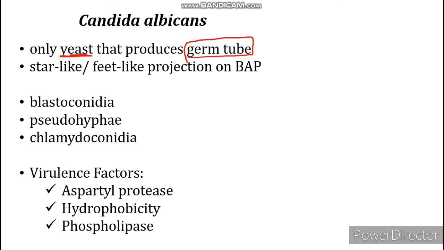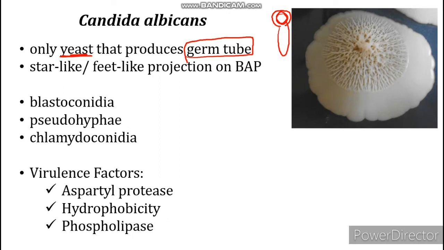Anong itsura ng germ tube? Yung germ tube para siyang spoon na maliit. Tapos meron siyang bilog dito. And then aside from that, it has a star-like or feet-like projection on blood agar plate or in the BAP. Ang itsura niya ito. So, di ba ang yeast, remember, mukha siyang bacterial colony. So, ito, creamy yung texture niya. And then, star-like feet na kumakalat. Ayun.